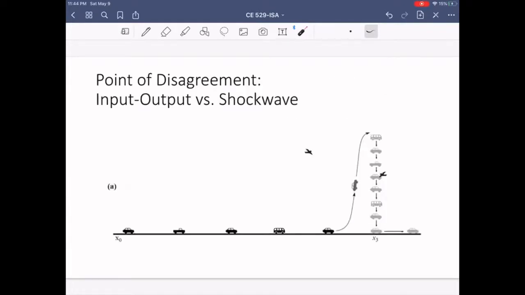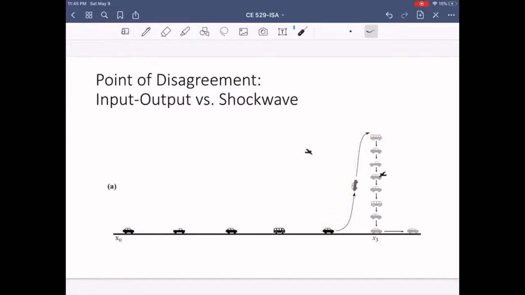Now I'm going to talk about how input-output and shockwave theory differ. They differ in the definition of the queue length. This illustration right here is the input-output method's definition of queue length. It assumes that drivers leaving X0 would reach X3, where the congestion is, at the free flow rate. So it assumes that drivers would not encounter any congestion until going to X3, and once they reach there, it assumes that vehicles would go on top of an imaginary vertical stack and discharge from the bottom.